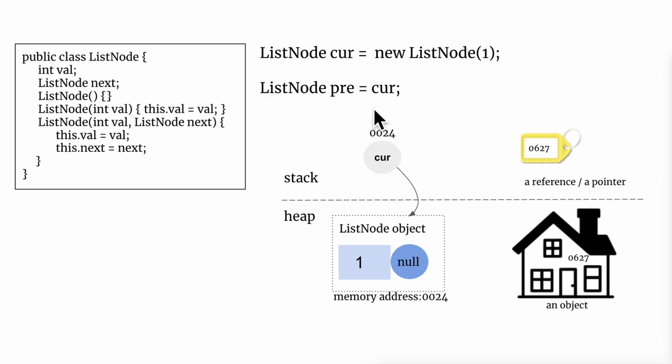My next question, what happens when executing the statement ListNode pre = cur? A new reference pre is created that points to the same memory location as the existing reference cur, which is 0024. It's like I got a new house tag copying the same house address number 0627 as a reference to my house.